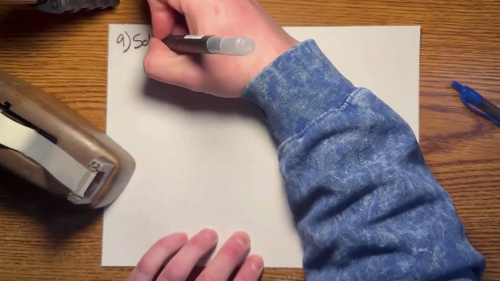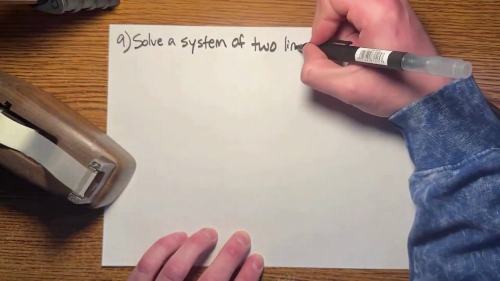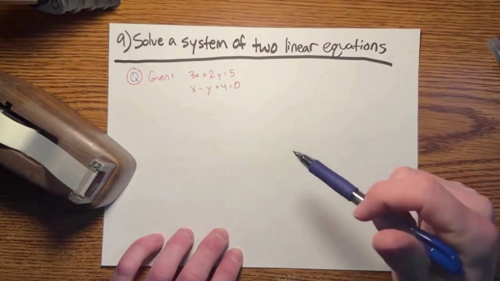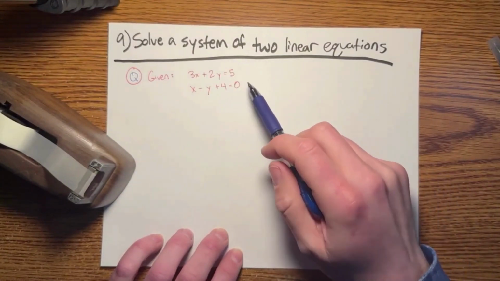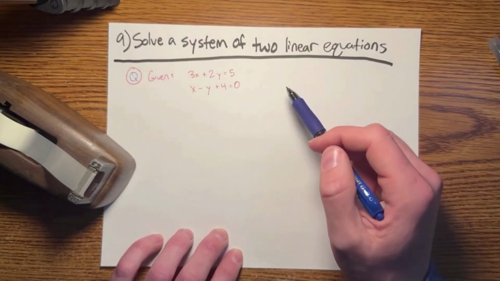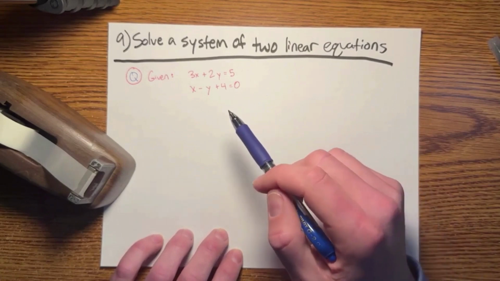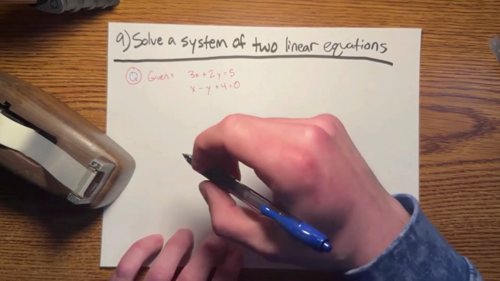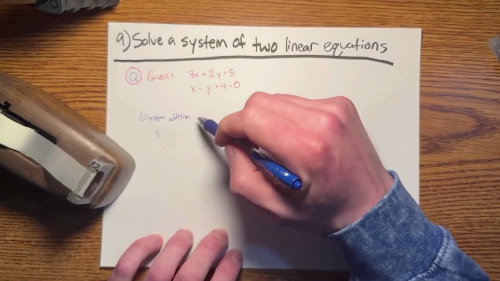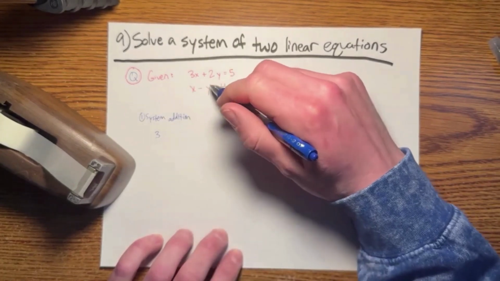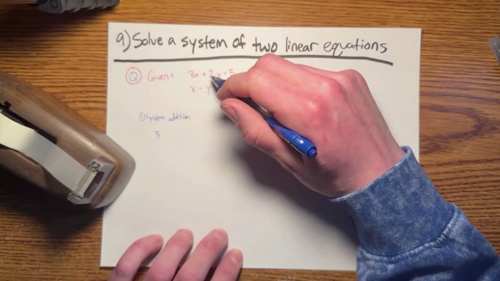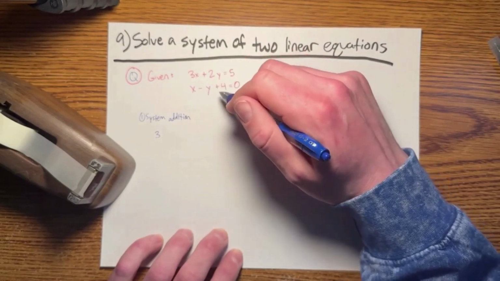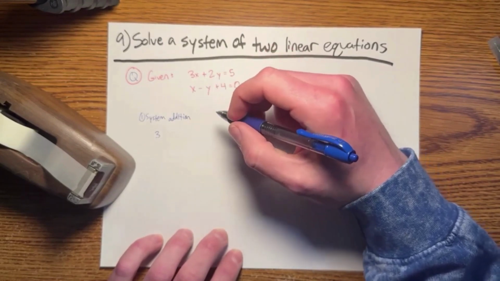Number 9, solve a system of 2 linear equations. For these problems, you'll either be given 2 linear equations or given the description of 2 linear equations, and you'll have to come up with those. But there are 2 different ways to solve these types of problems. The first one, we're going to call system addition, but basically we're going to try to find like coefficients so that when we add the 2 together, we'll have some canceling out of variables.